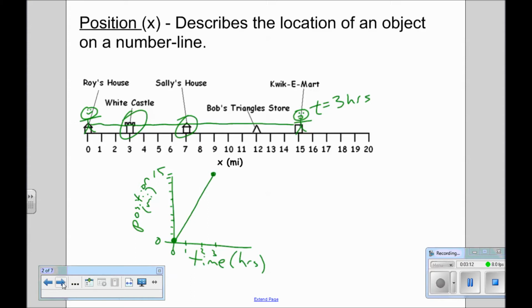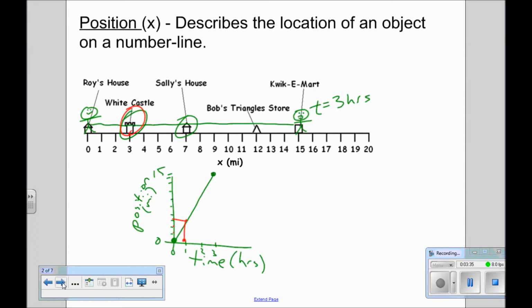All right, and so then the idea is, if your graph is drawn carefully, which mine is not, you can figure out at what times he got to different points. So like if I wanted to know what time he got to White Castle, then I'd go, all right, well, that's a position of 3, right? So I'd go up to a position of 3, 1, 2, 3, read the graph, and figure out what the time was there. Okay? So this graph is done very sloppily.